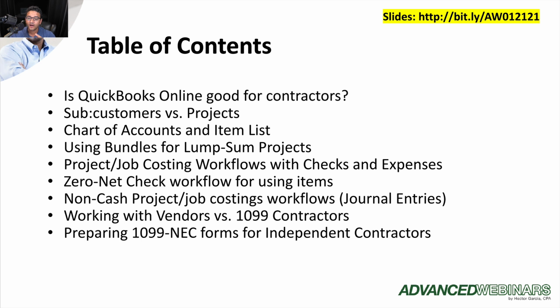Okay, we're going to cover sub customers versus projects. We're going to cover chart of accounts and item list. I actually have my own chart of accounts and my own item list for my construction clients. It's a bastardized version of the QuickBooks Desktop default chart of accounts and item list. I just added some modifications that tend to work for my construction clients, the few that I have anyway. We're going to talk about using bundles to do lump sum projects.